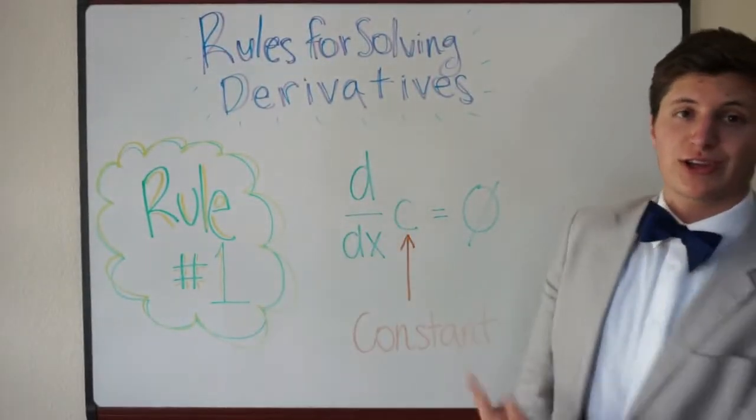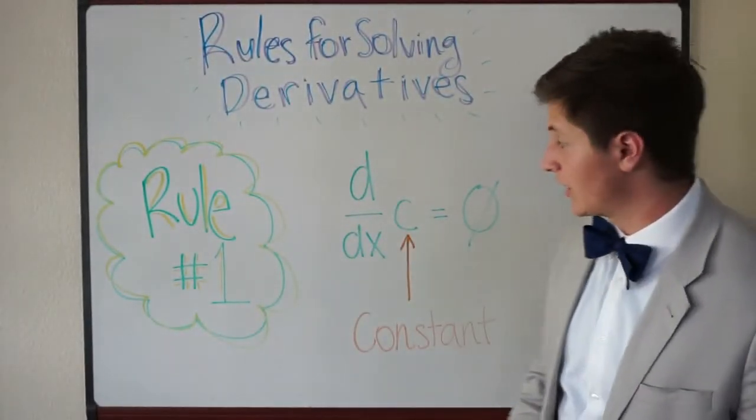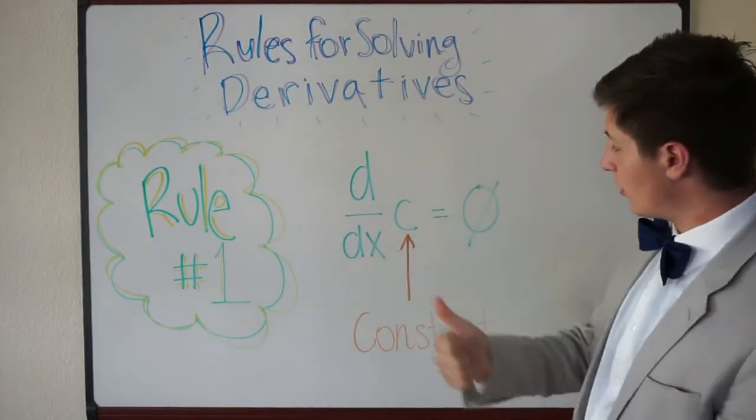Rule number 1, the constant rule. This rule states that the derivative of any constant is always equal to 0. Rule number 2.